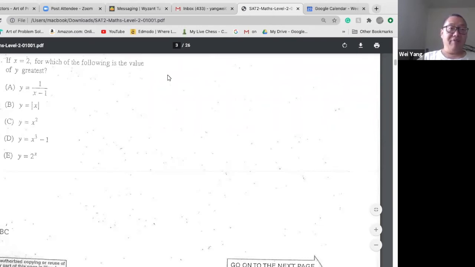SAT2 Math Level 2 Practice Problem 1. What's your answer for this problem? D. D, yes, that's correct. This one's correct. That's 7, yes.